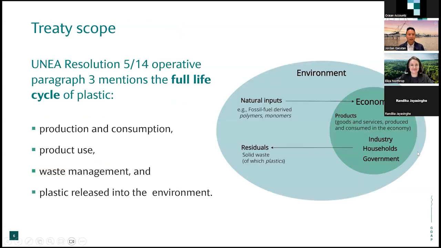One of the key things in terms of the treaty scope is that the resolution called for the full life cycle of plastic. Just so that we can think about the components of this life cycle, we can organize it into the production and consumption, the use of the product, the generation of waste, and then the subsequent management of that waste, and then the release of plastics into the environment. So it's the flow all the way from natural inputs into the economy, and then also leaving the economy as waste into the environment, also known as plastic pollution.